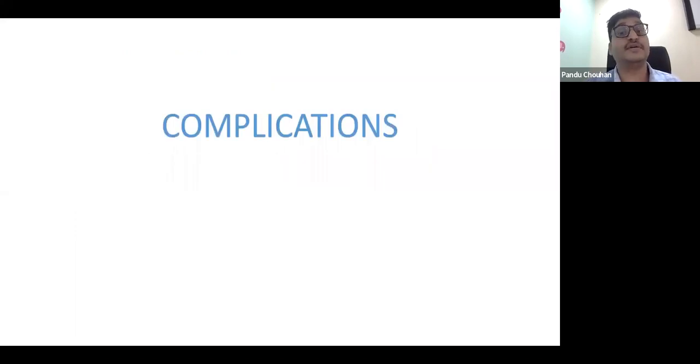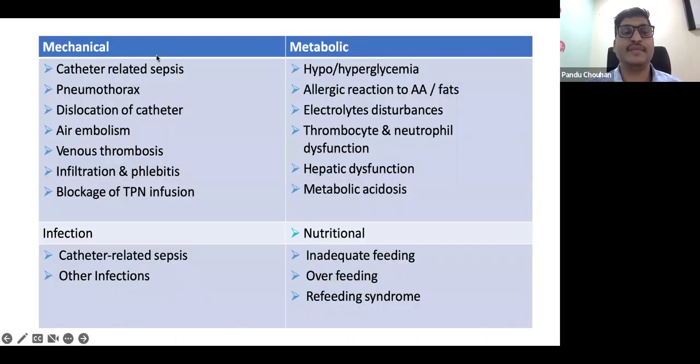What are the complications associated with TPN? Though TPN provides nutrients almost ideal to the intrauterine, it has many complications or risk factors associated with it. There can be mechanical complications associated with the catheter, like catheter-related sepsis, pneumothorax at the time of introduction of the catheter, dislocation of the catheter, air embolism, venous thrombosis, infiltration and phlebitis, blockage of the TPN infusion. Metabolic complications include hypo and hyperglycemia, allergic reaction to amino acid or fat, electrolyte disturbances, thrombus and neutrophil dysfunction, hepatic dysfunction, and metabolic acidosis. Infection related is catheter-related sepsis and other infection. Nutrition related can be inadequate feeding, overfeeding, or refeeding.